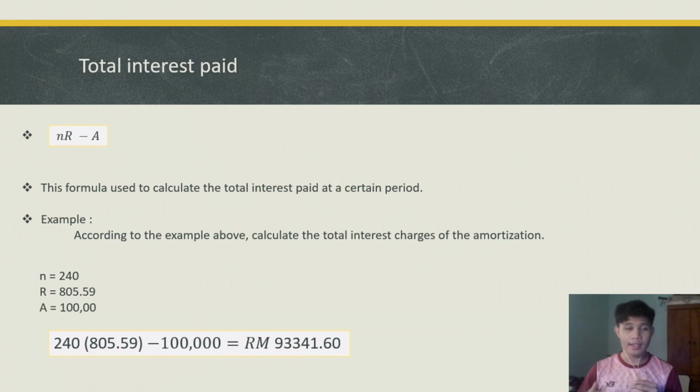In this case, the number of periods is 240, the periodic payment is 805 ringgit 59 cents, and the initial amount is RM 100,000. And we compute it in the total interest paid formula, which is n times R minus A. We will get the answer, which is RM 93,341 and 60 cents.